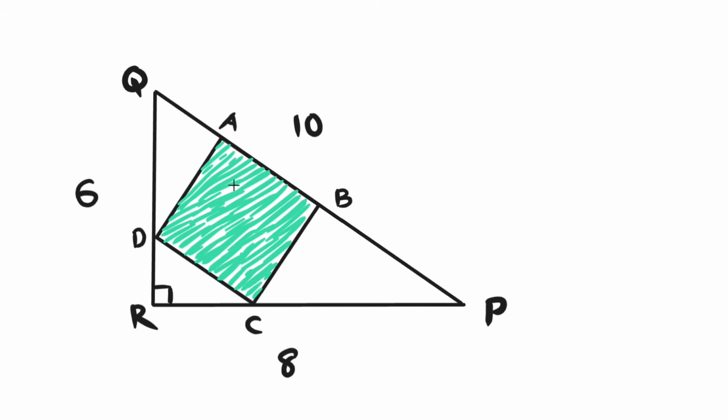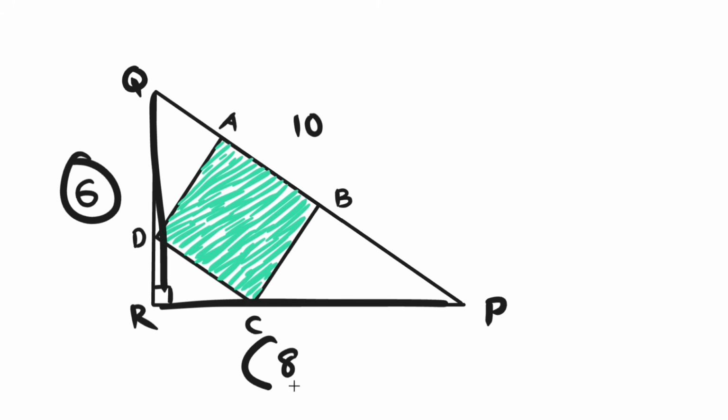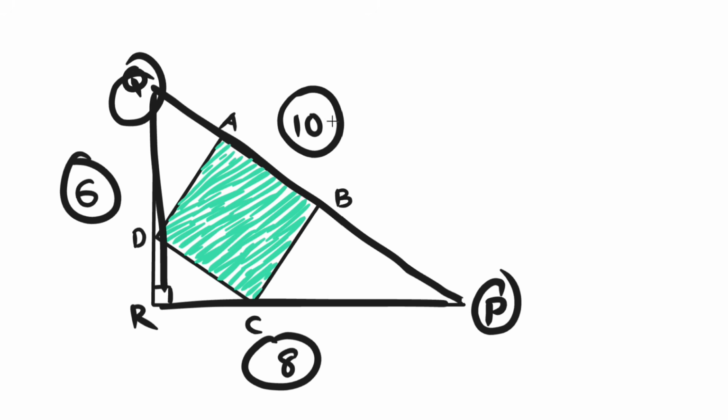Let's solve this problem together step by step. And I want you to notice how beautifully similar triangles help us find the area of the square without using any complicated formulas. We are given a right triangle PQR, where the two legs are QR equals 6 and PR equals 8, and the hypotenuse PQ equals 10.